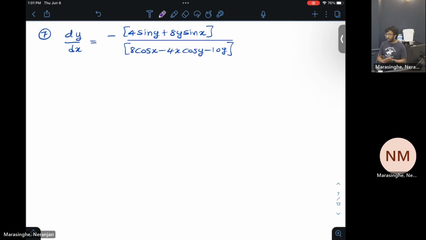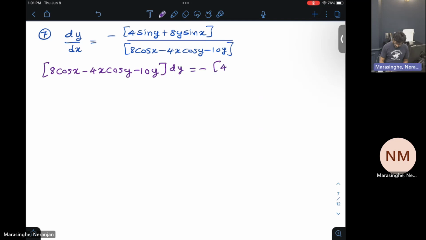Let's try this problem. Okay, let's try to solve this exact equation. Let's try the cross multiplication. I would get (8 cosine x minus 4x cosine y minus 10y) dy is equal to negative (4 sine y plus 8y sine x) dx. Okay.